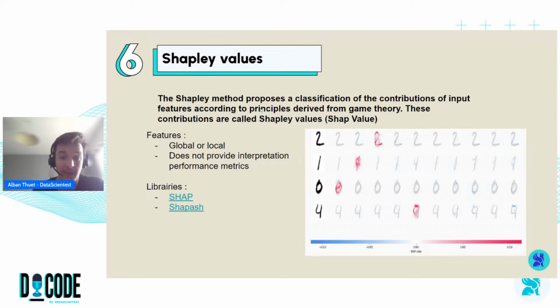Okay, so this is how Shapley values work. It can be used on textual information. It can be used on images. It can also be used on tabular data. There are a lot of ways to use SHAP.